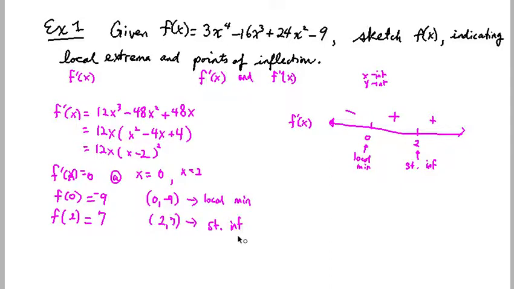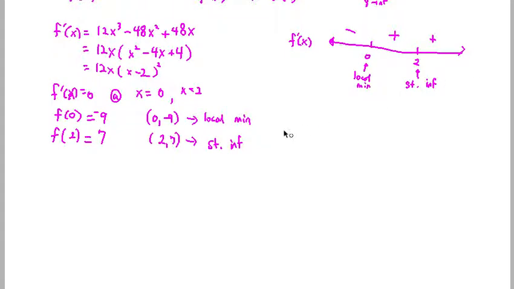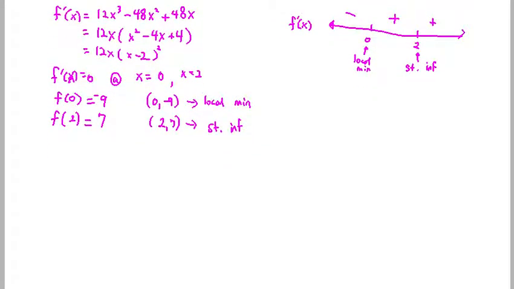All right? Now, I've only found the one extremum and one point of inflection. But I still need to test to see if there are other stationary points of inflection. How do I do that? I need to find the second derivative. Okay, so what is f double prime of x?